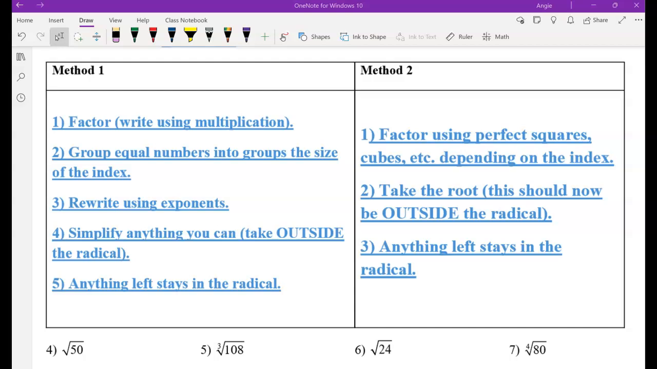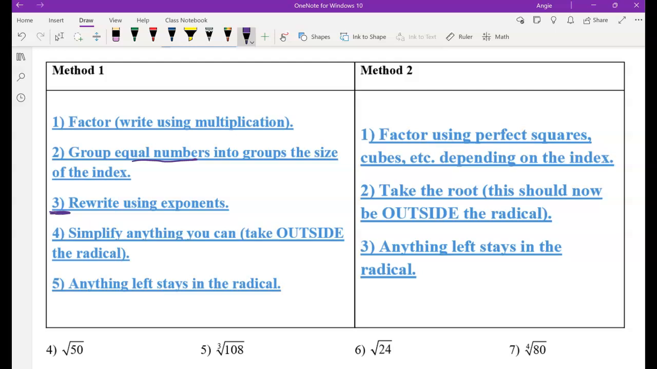There are 2 ways, students, to simplify roots, or these are called square roots, cube roots, fourth roots. So these are called roots. Method number 1 says, first, we are going to factor. Notice how factoring is so important, which means we are going to rewrite them using multiplication. Step number 2 says group equal numbers into group size of that index. So if it's square root, we would need 2 identical items to simplify. If it's cube root, we would need 3, and so on and so on. Rewrite them using exponents. And number 4, simplify anything you can, aka take it outside of the radical. And then number 5, anything that's left will be staying inside the radical sign.